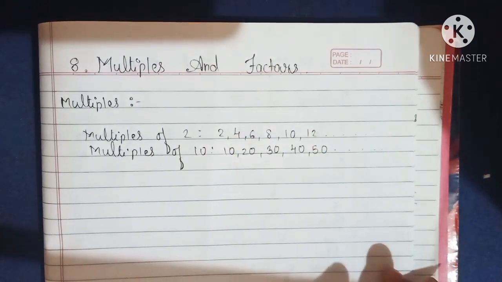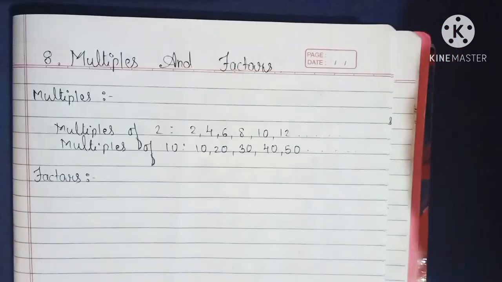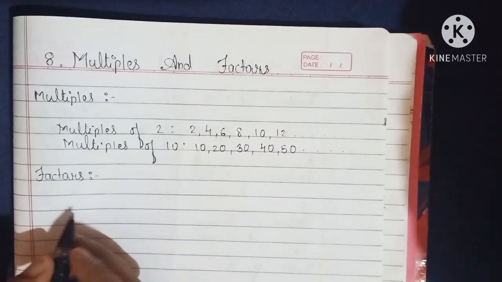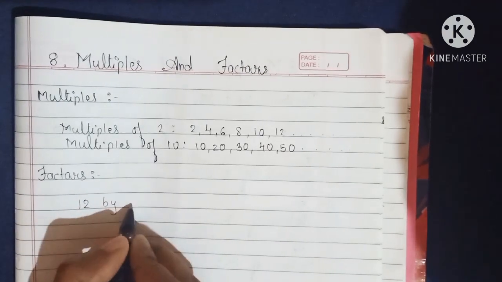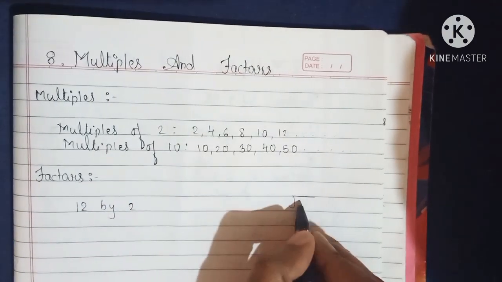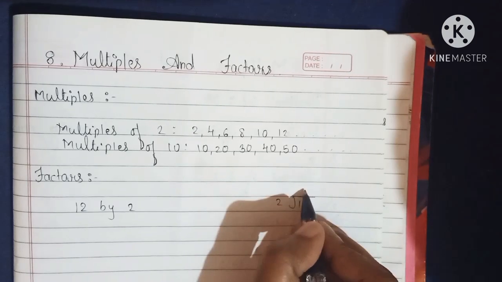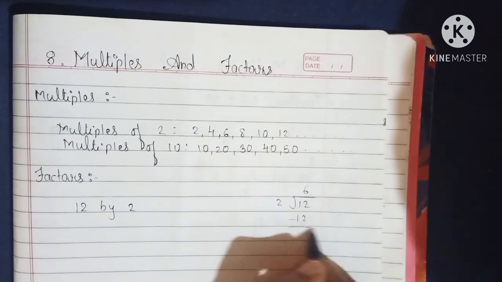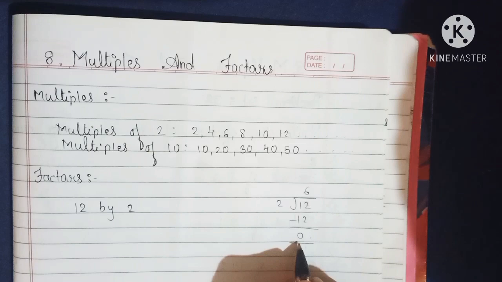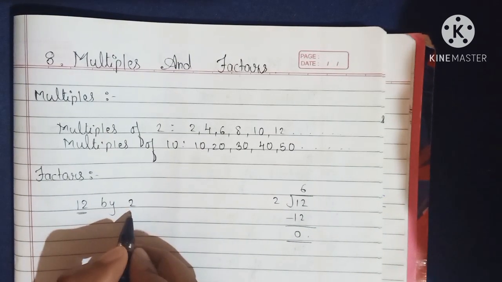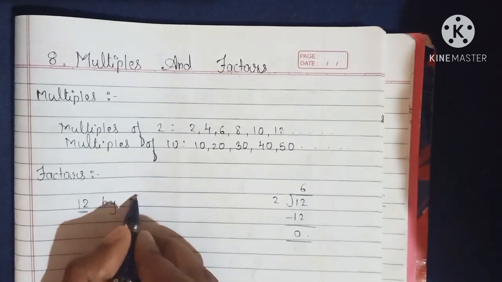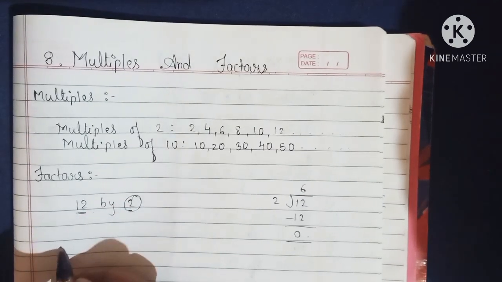Now next we will see factors. Let's take one example. If I divide 12 by 2, what will I get? 12 divided by 2, 2 6s are 12. Here the remainder is 0. That means this 12 is completely divisible by 2. That means this 2 is a factor of 12.